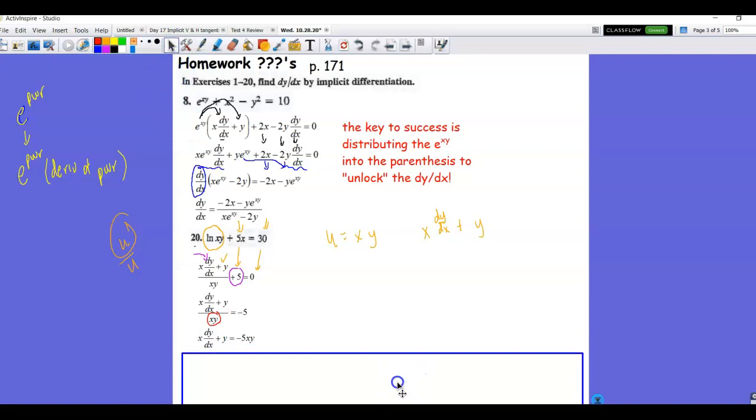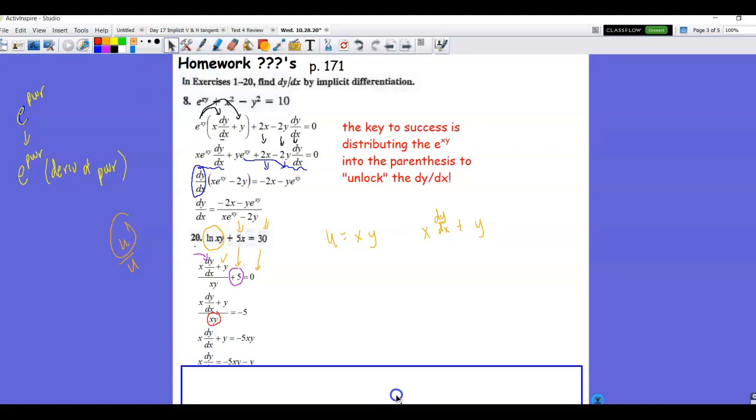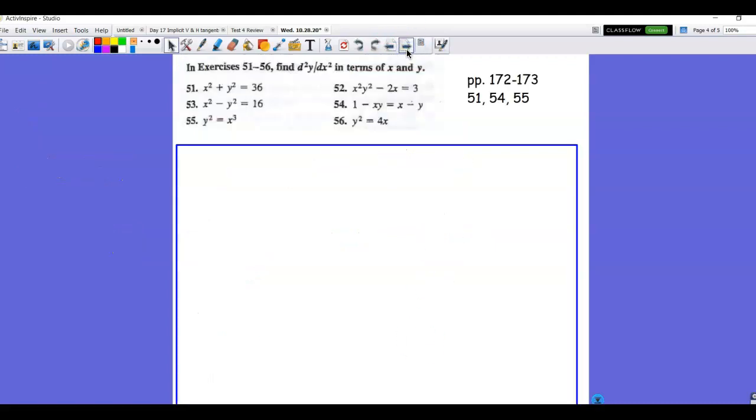And when I do, I will get negative 5xy on the right-hand side. Then I'm going to subtract y from both sides, because remember I'm trying to isolate dy/dx. And then I'm going to divide both sides by x to get dy/dx by itself. So that's the implicit differentiation, getting dy/dx by itself. And then we're moving on to look at the directions. We're trying to find the second derivative.